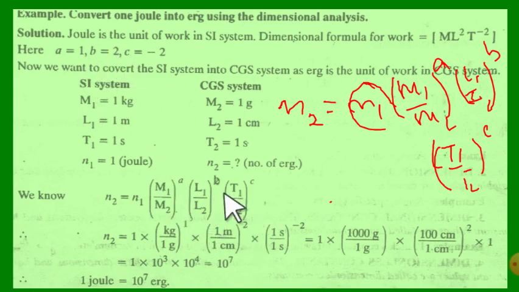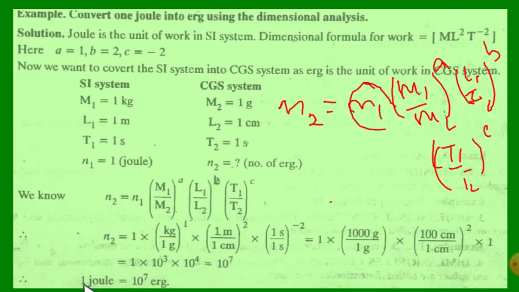So you need to put 1 meter divided by 1 centimeter here, squared. Time will be the same. In SI unit also 1 second, in CGS also 1 second, but the dimension is -2. So if you do all this simplification and cancel it, then you will get 10 to the power 7. This 10 to the power 7 is the numerical value in the other system. In CGS system, n2 will be equal to 10 to the power 7.